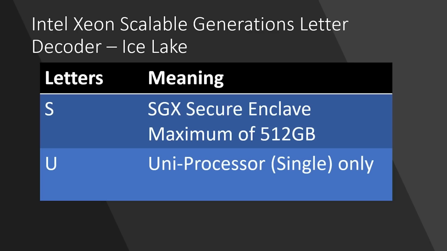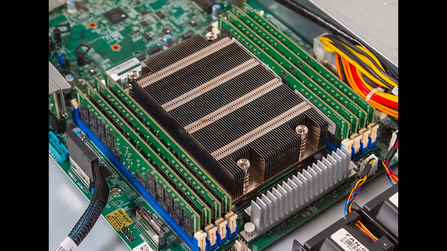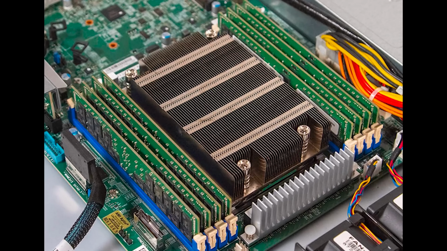I don't know. And then finally, we get the U. Now, the U basically means that it is uniprocessor, so single processor, which means that you get the single socket only parts. So on the AMD EPYC side, this would be like a P series processor, where if you have a P at the end of the SKU, you get a discount for a given core count and clock speed, but you can't run it in two socket servers.